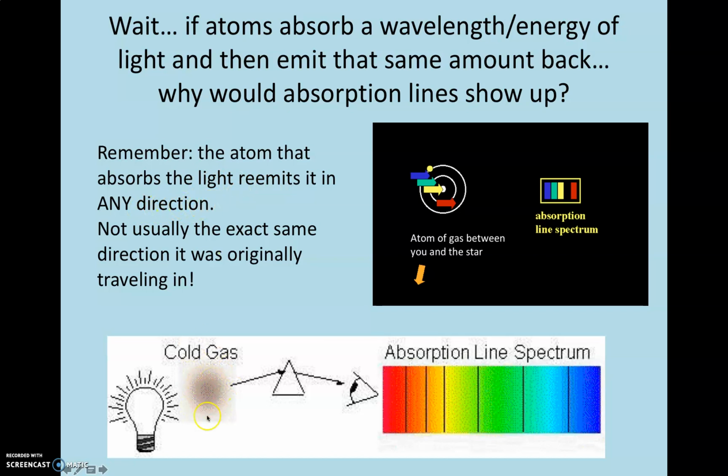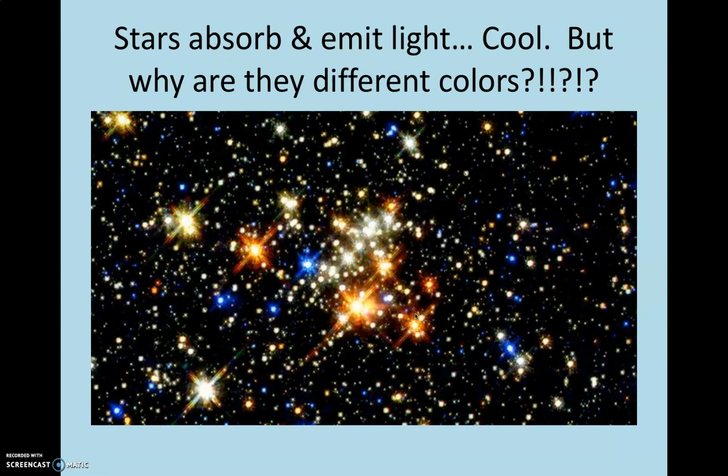And so if you have some atoms of a cold gas in between you and a star, the light that is absorbed by the gas is going to get re-emitted in a random direction. So you're not necessarily going to see it, which is what causes this absorption line, or rather missing light that you aren't seeing from the star. Cool. So this still doesn't really tell you why it's different colors.